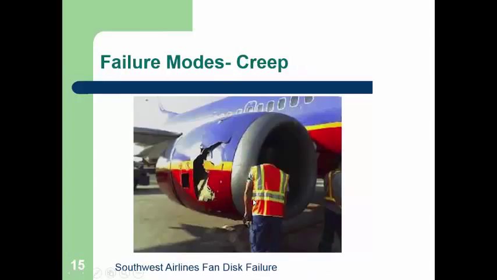Buckling, creep. This is a failure in a turbine. These turbines spin at very, very high RPMs, with tremendous forces on them. And creep is a high temperature plastic deformation. So basically, when it reaches a certain temperature, it starts plastically deforming at an increasing rate, and at some point things collide at very high speeds.